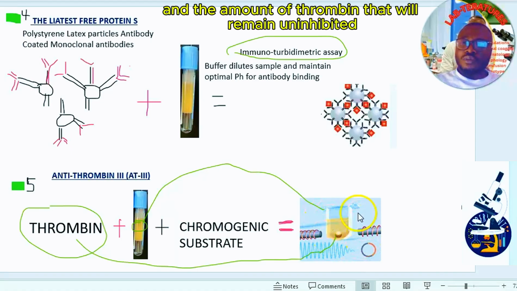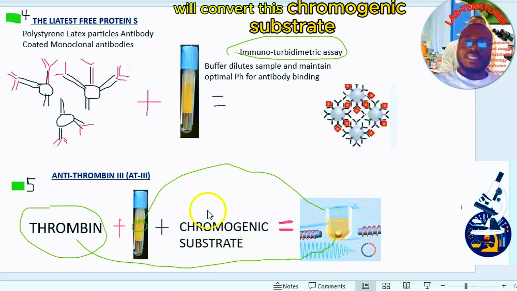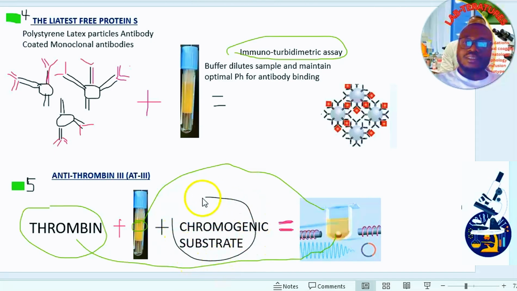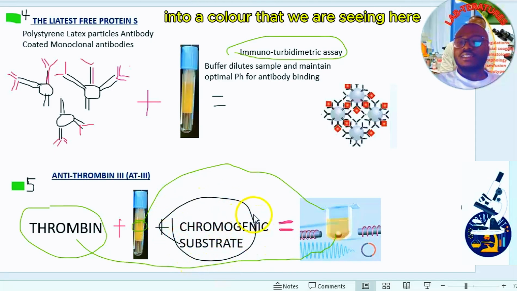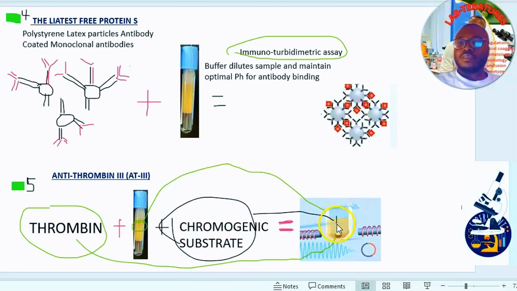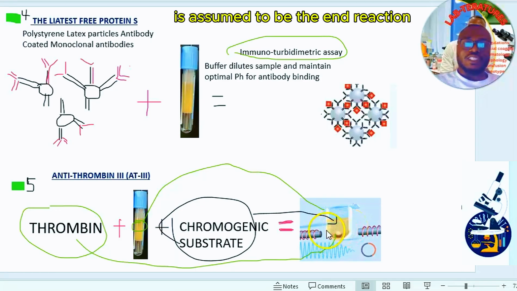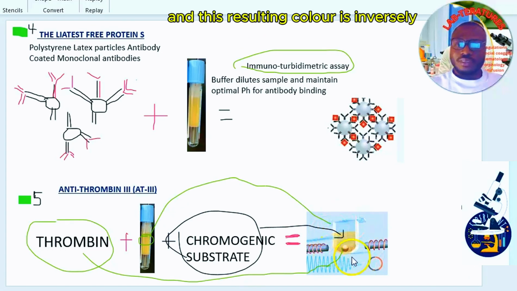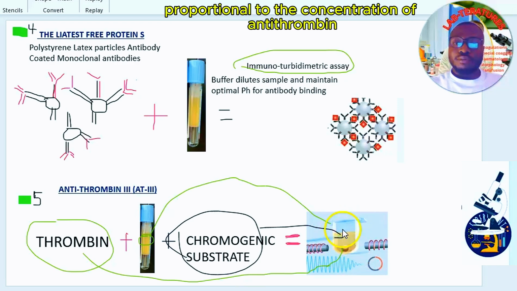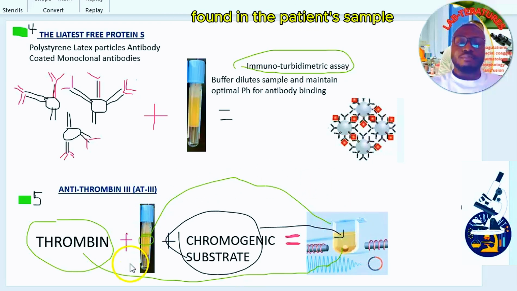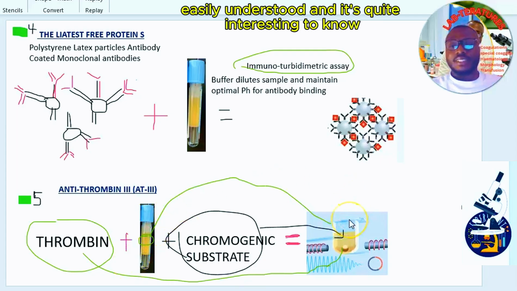and the amount of thrombin that will remain uninhibited will convert this chromogenic substrate into a color that we are seeing here. So this yellowish color is assumed to be the end reaction, and this resulting color is inversely proportional to the concentration of antithrombin found in the patient's sample. This is very smart, easily understood, and it's quite interesting to know.